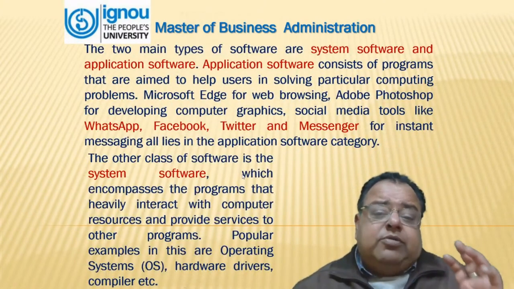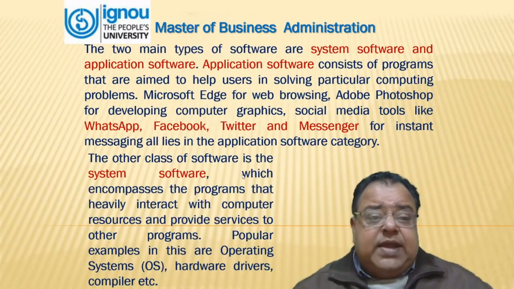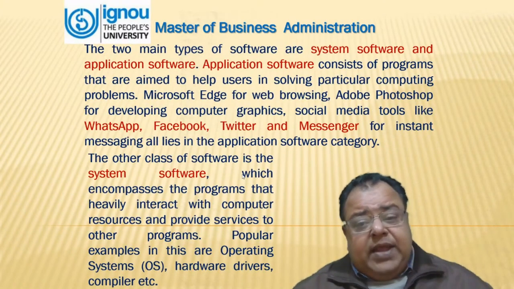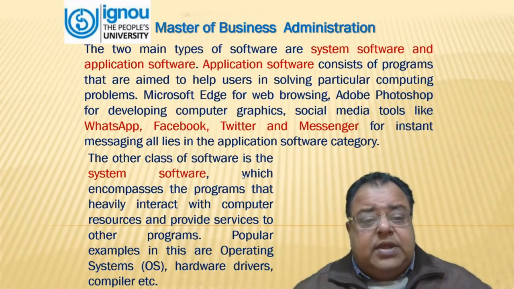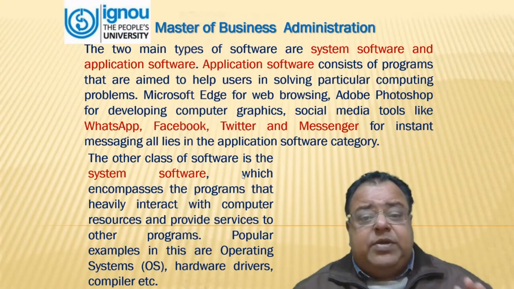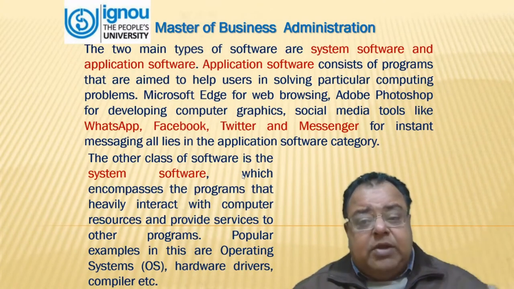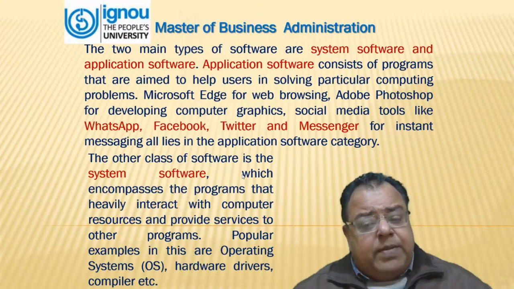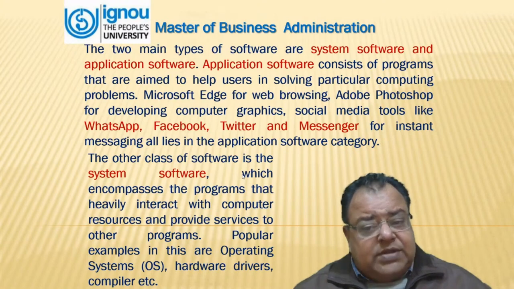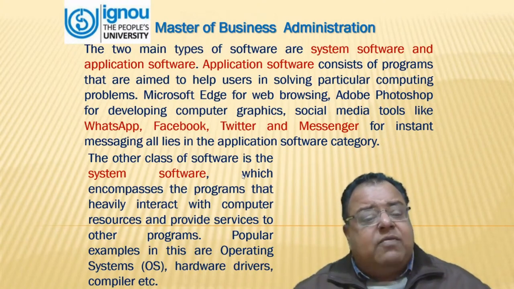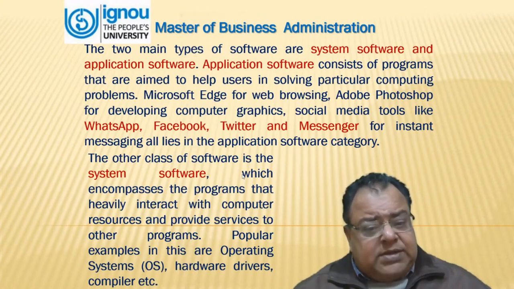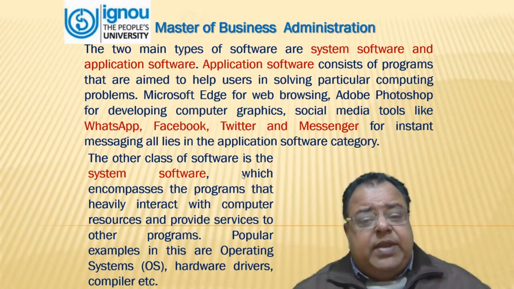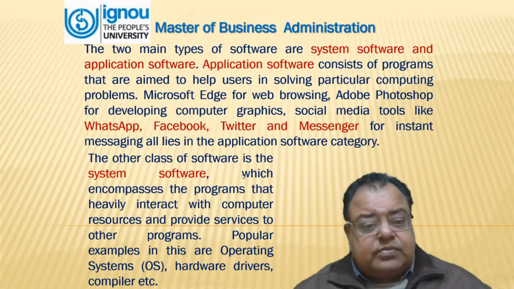The two main types of software are system software and application software. Application software consists of programs that are aimed to help users in solving particular computing problems. Microsoft Edge for web browsing, Adobe Photoshop for developing computer graphics, and social media tools like WhatsApp, Facebook, Twitter, and Messengers for instant messaging all lie in the application software category.